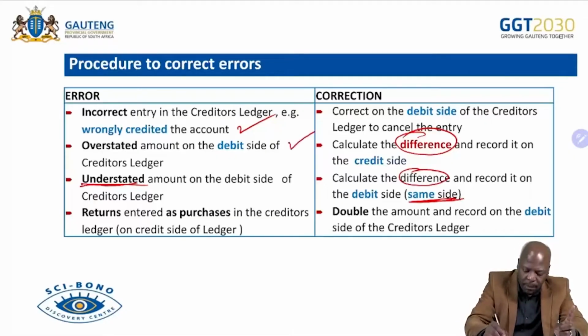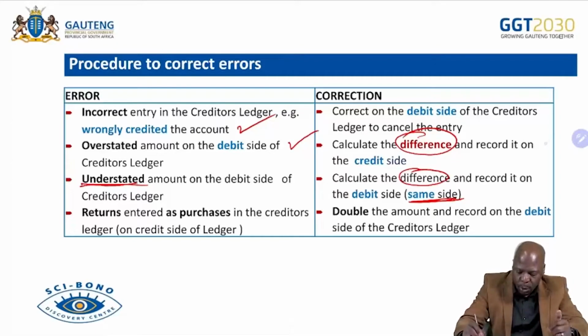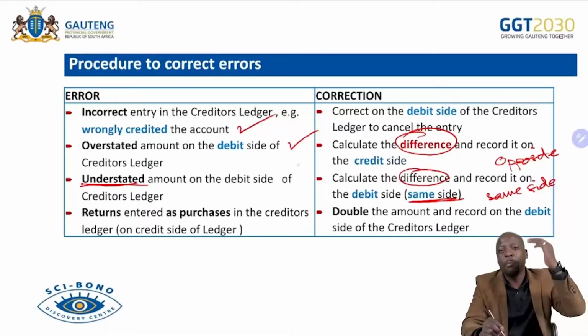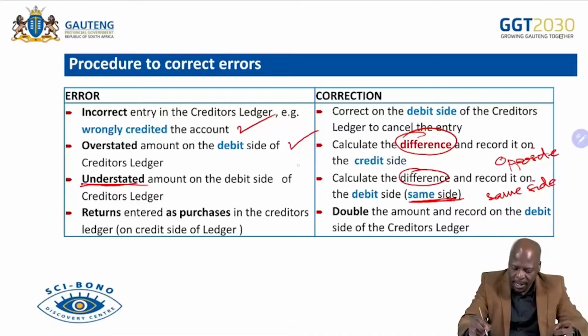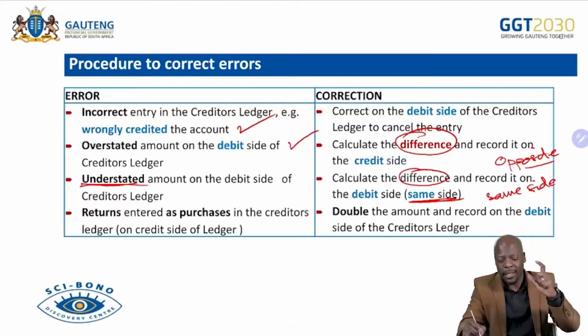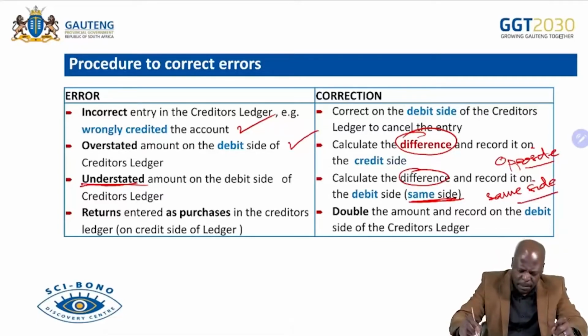With overstated, you record it on the opposite side. If it is overstated, you record the difference on the opposite side. But if it is understated, you have to record it on the same side. This is the difference between an amount that is over. Over simply means we recorded more. So if we recorded more, we have to correct it by putting it on the opposite side. But if it is under, it means we need to increase it. So we record on the same side.